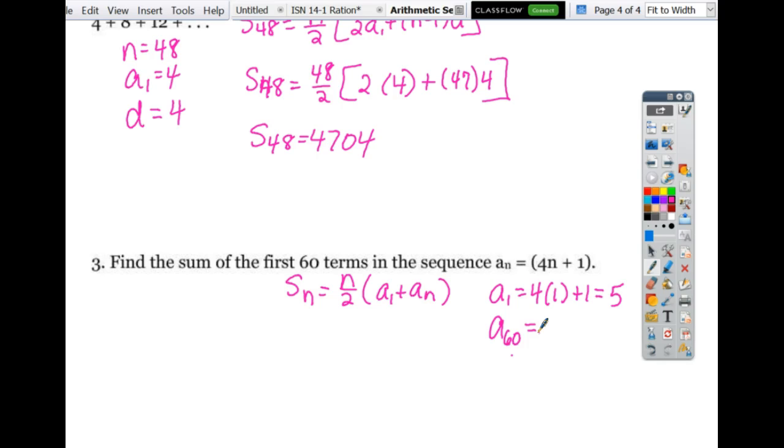All right. So if I put 60 in the n, oh, plus 1. Because 4 plus 1 is 5, Devin. Because 240 plus 1 is 241.